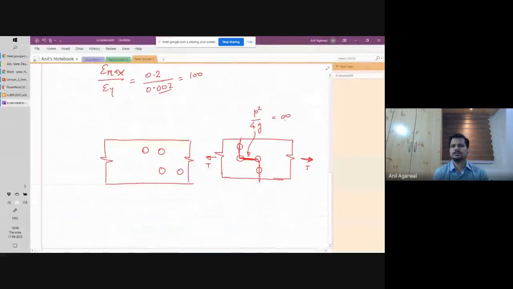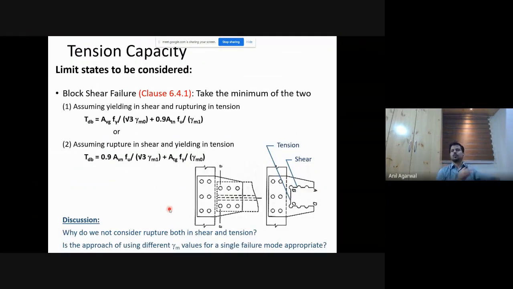This is one situation where you are pulling the member in tension, but there is a surface that is going to be under pure shear. Whenever you have that kind of situation, you have to find a different way of calculating this strength. That's where the requirement of block shear comes into the picture. In block shear, you always have 2 clearly demarcated surfaces. One rupture surface has pure tension, and the other rupture surface has pure shear.